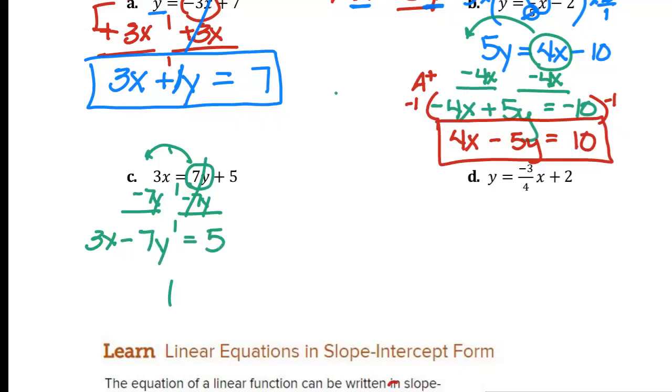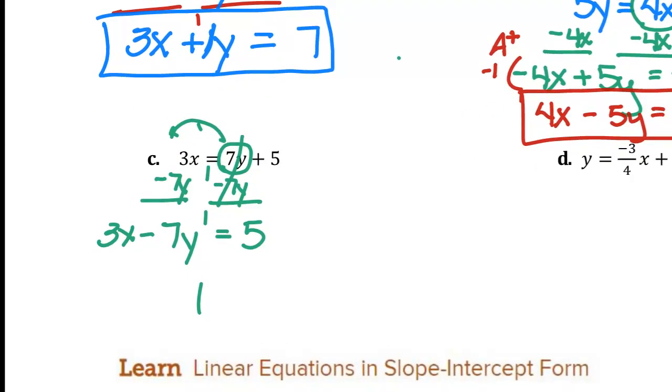So 3x minus 7y equals 5. Do I have any fractions in there? Is my a value positive? So is that done? Yes, it is.